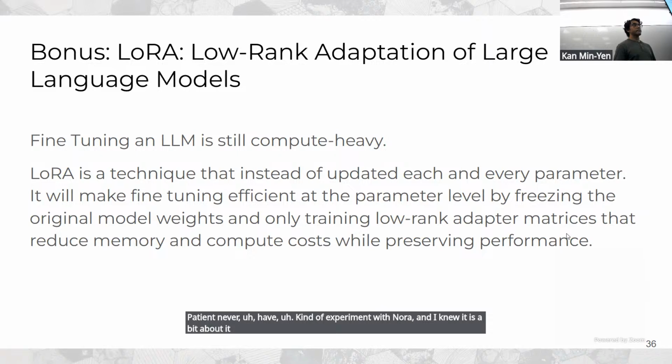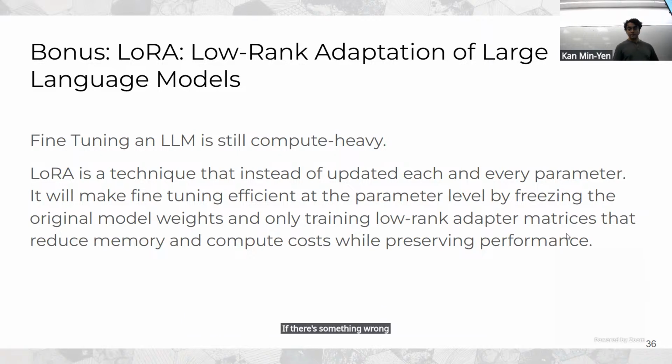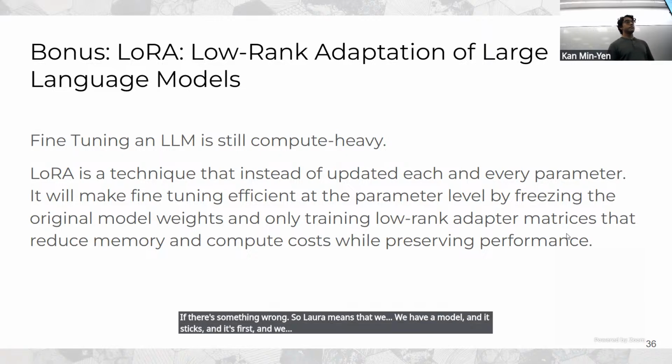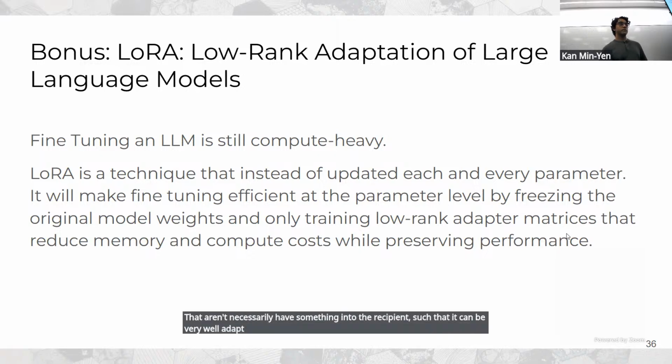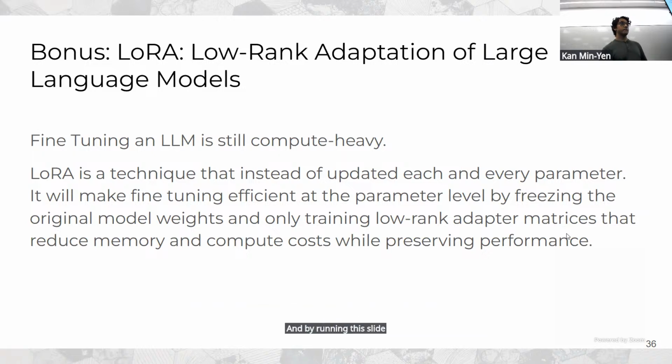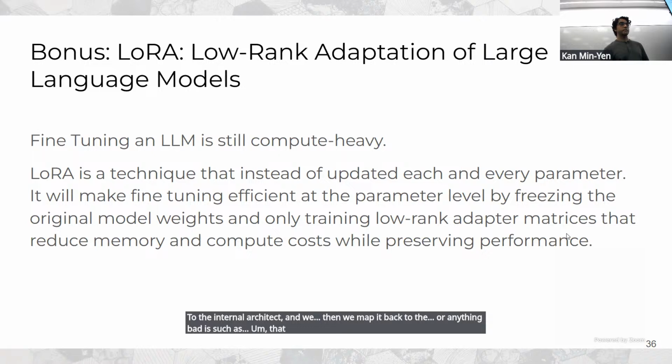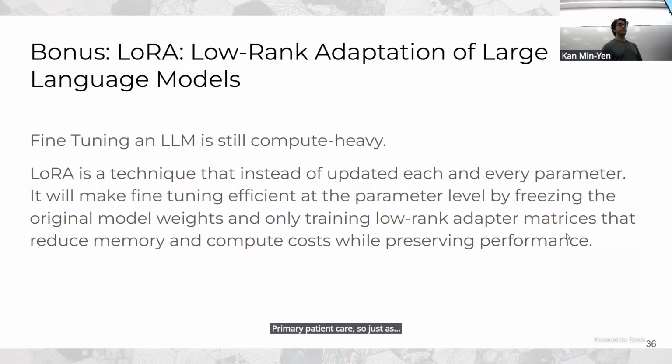So please correct me if there's anything wrong. LoRA means that we have a model that's fixed and frozen, and we want to add something into the representation such that it can be very well adapted to the downstream task. By learning it, it's like we do a low rank mapping from one embedding to the internal one, and then we map it back to the original embedding such that that adaptation can be done in a very parameter efficient way. So we just add something. Yes, it's a very high level overview, and I welcome further insights.